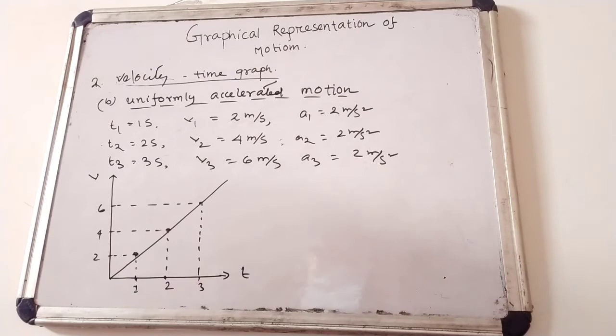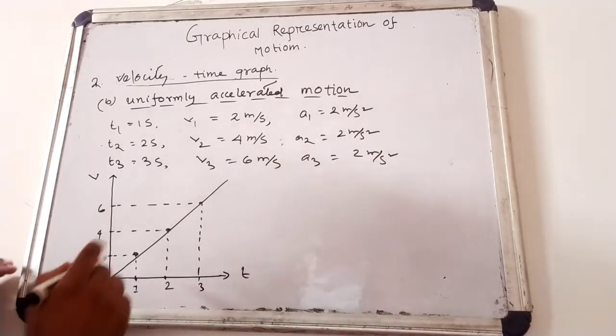Now in the previous example we calculated velocity from a distance time graph. Now from a velocity time graph we can calculate acceleration in the same manner, that means by calculating the slope of the graph.